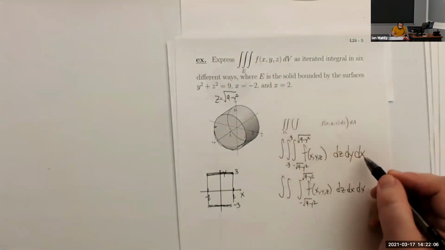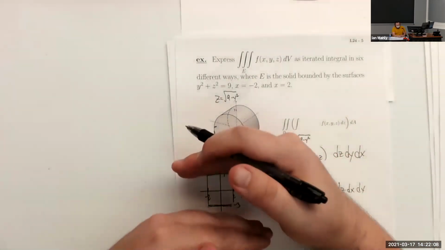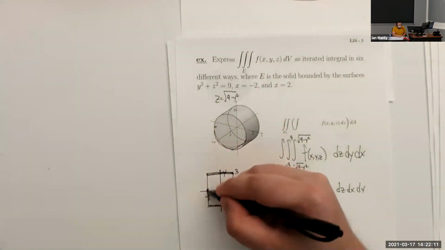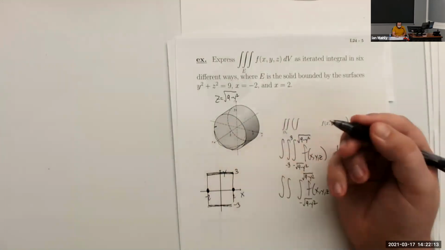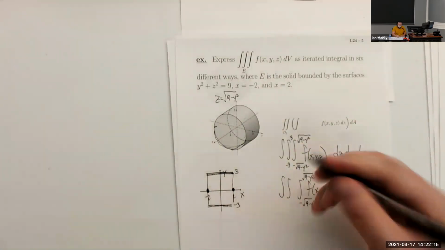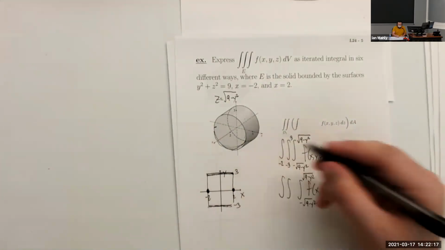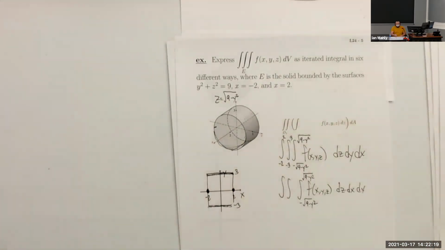All right, and then finally with x, now we crush down the y dimension and we only have the x-axis. Our lowest point on the x-axis is -2 and our highest point is 2. That's how we would finish off this integral.